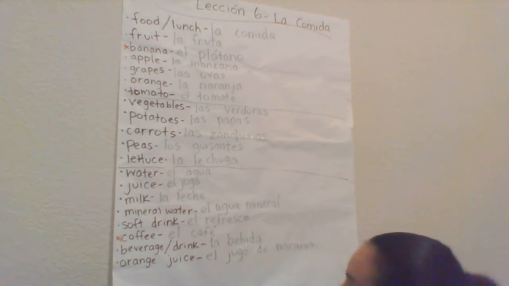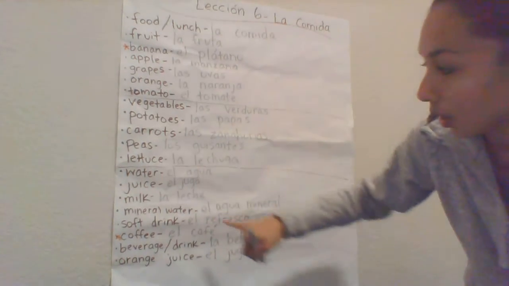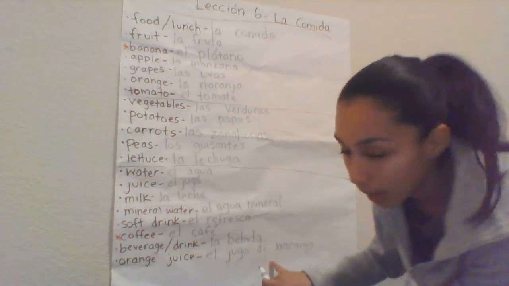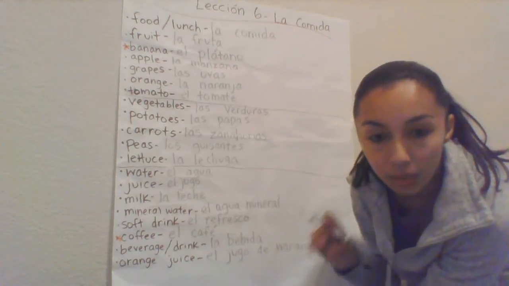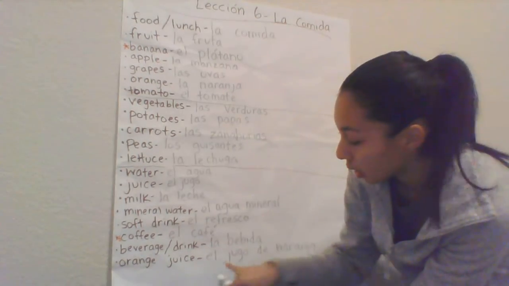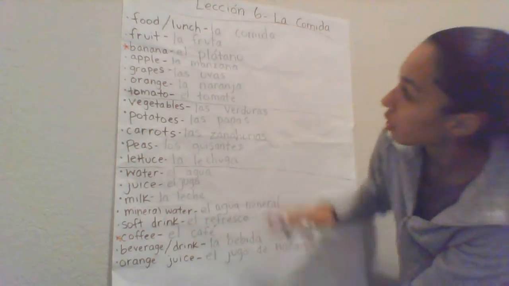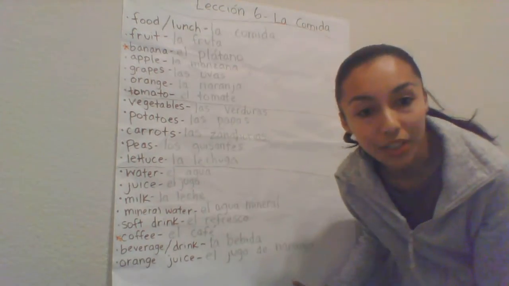So el jugo, just like el jugo. Naranja, just like naranja. It just has de, which means kind of like of. The orange juice. What kind of juice? The juice of orange. Kind of what it translates to. So these are our words for lección 6.